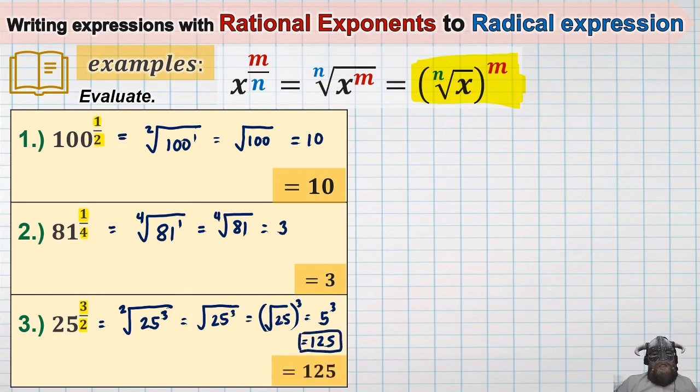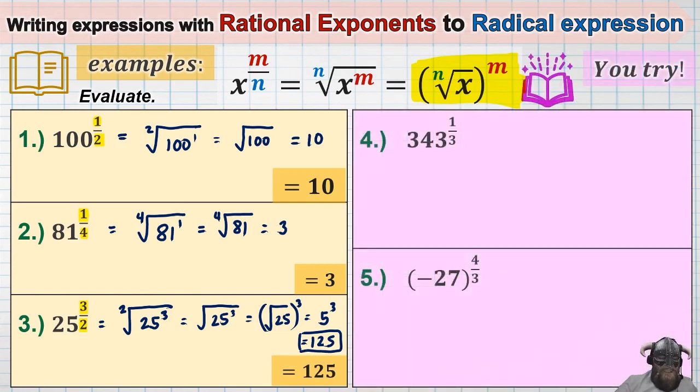Okay, so tama tayo. Right now, you try this following exercise. I'll count 5 seconds to pause the video and try to answer this number 4 and 5. 5, 4, 3, 2, 1. Okay, sana na-pause mo na.